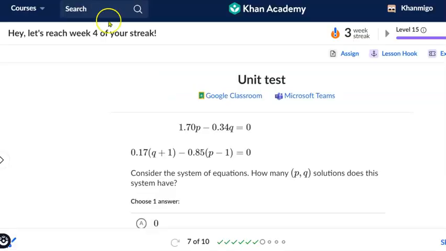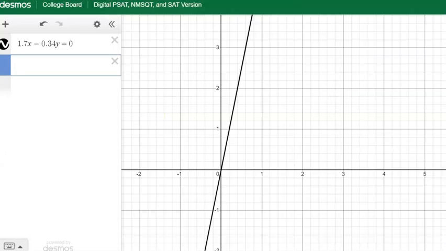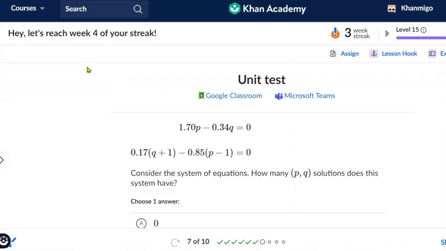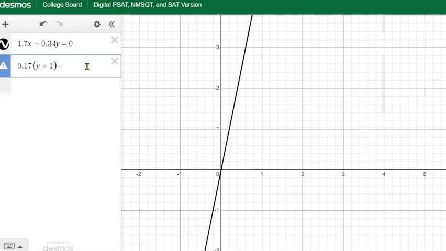Where am I going here? 0.17 times Q, well not Q, so Q is actually going to be Y. 0.17Y plus 1 minus 0.85X minus 1 equals 0. They look parallel.